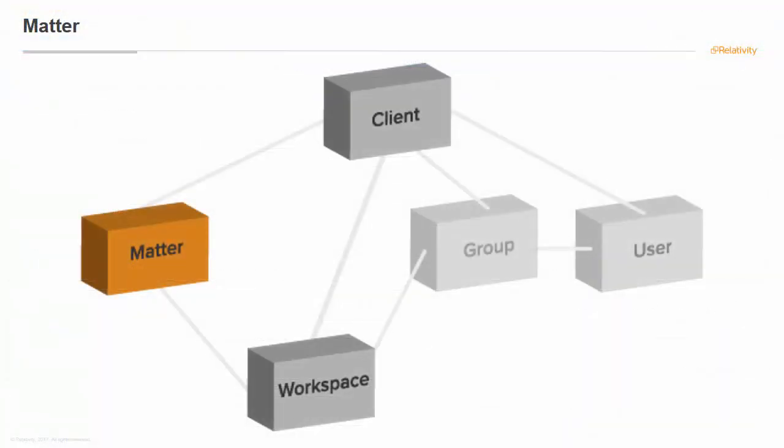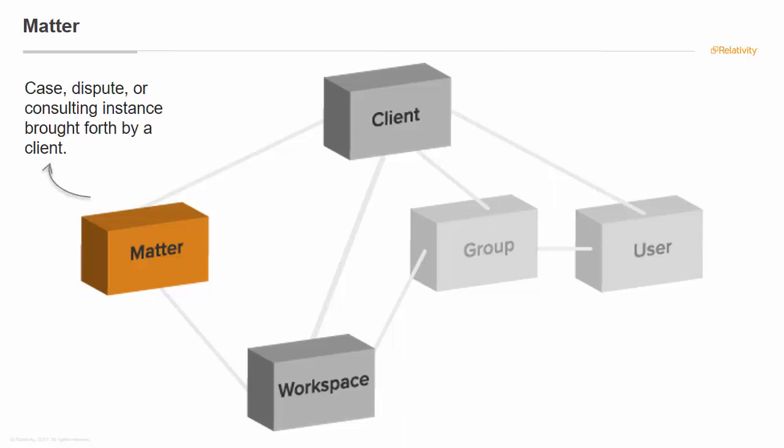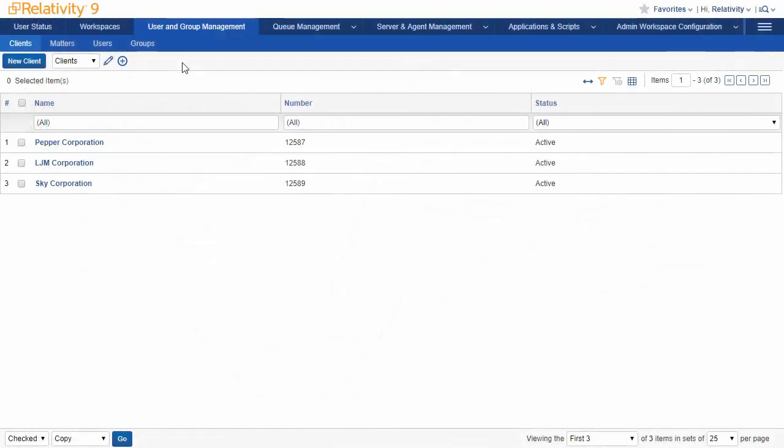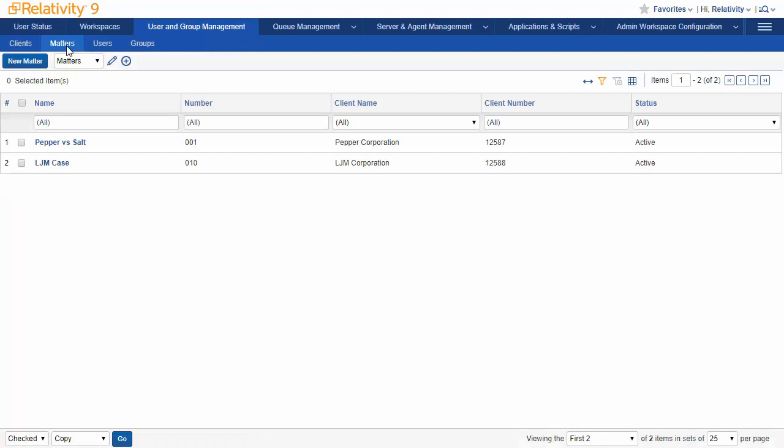After creating the client object, you can now create the matter. A matter is a case, dispute, or consulting instance brought forth by a client. I'll switch back to Relativity to set up this matter. First, I'll select the Matters tab. Then I'll click New Matter.